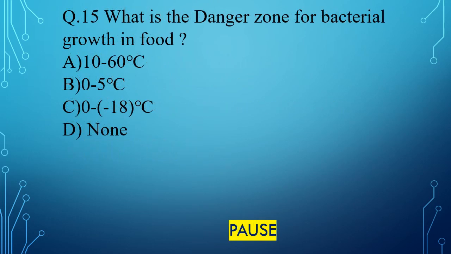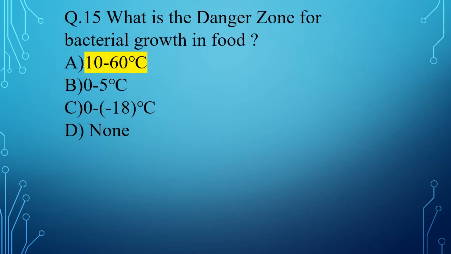Question 15. What is the danger zone for bacterial growth in food? Option A, 10 to 60 degrees centigrade. Option B, 0 to 5 degrees centigrade. Option C, 0 to minus 18 degrees centigrade. Option D, none. And the right answer is 10 to 60 degrees centigrade, which is good for growing bacteria. So it is called the danger zone.